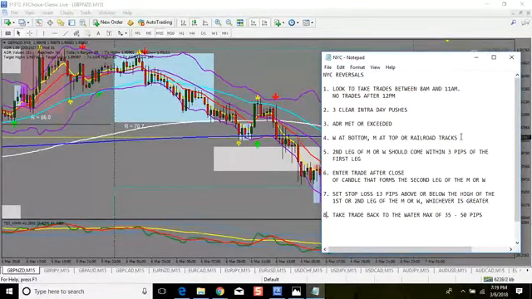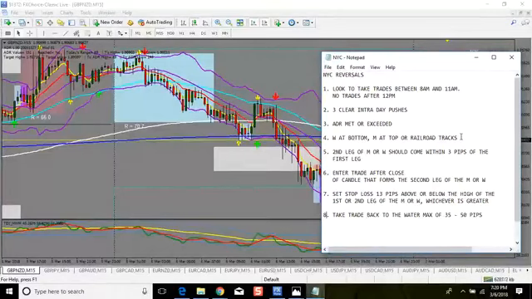You want to enter your trade after the close of the candle that forms the second leg of the M or W. You want to set a stop loss 13 pips above or below the high of the first or second leg of the M or W, whichever is greater. Okay, and you want to take your trade. Once you're in your trade, you want to set your take profit at the water.